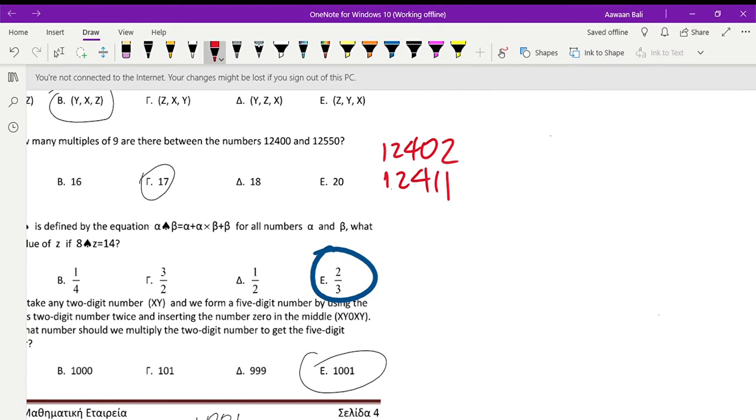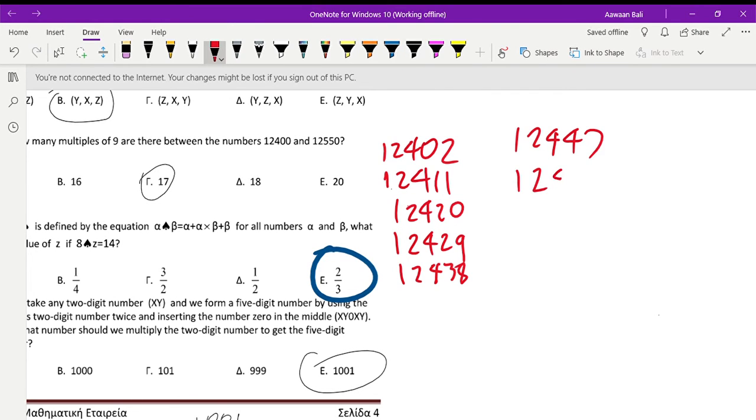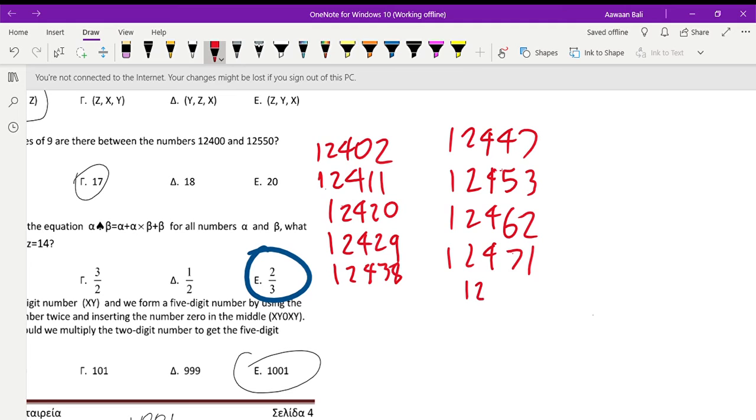It's 12,411. 12,420. And you have 12,429. Then you have 12,438. Then 38 plus 9, it'll be 12,447. 47 plus 9 basically. And then you just continue doing this until you finally get your answer, which may sometimes take long.